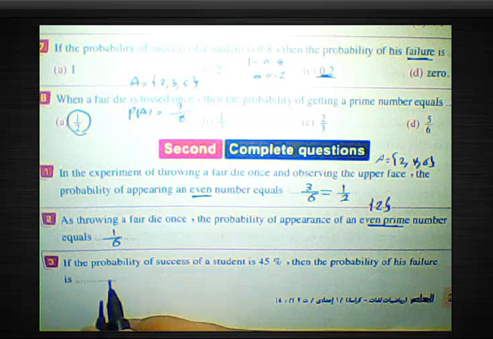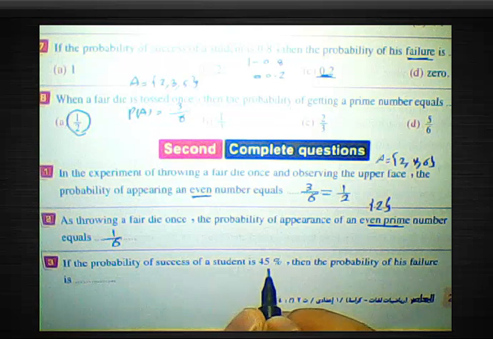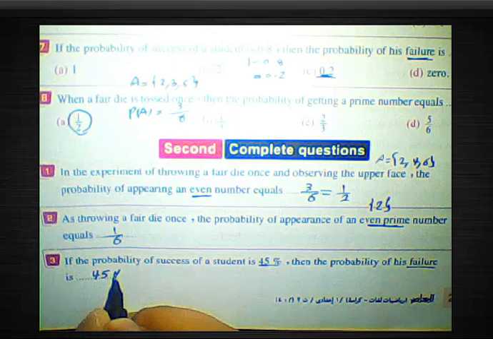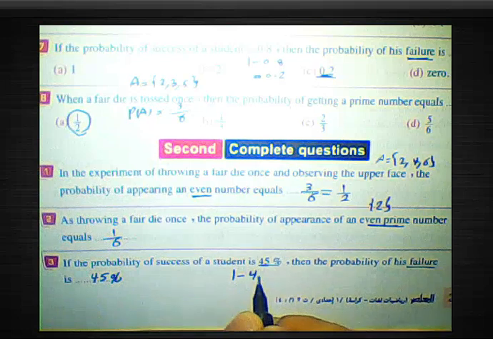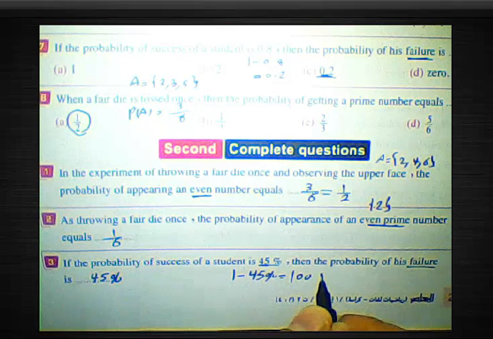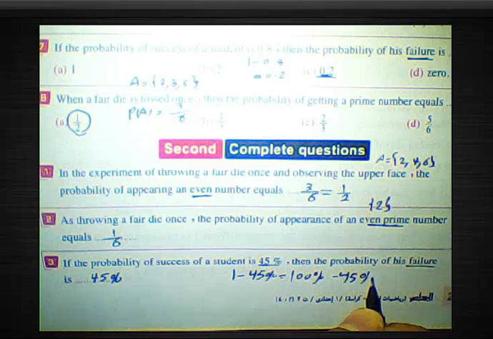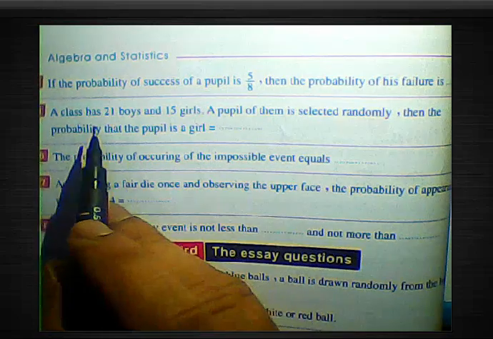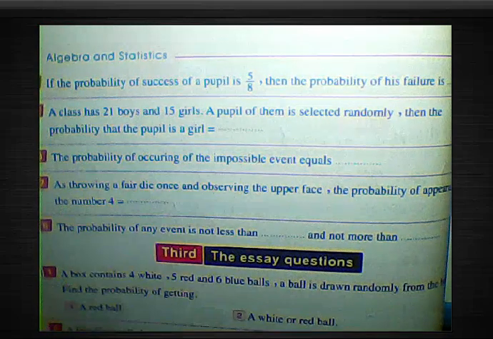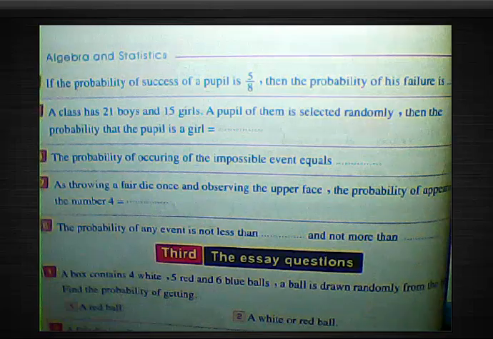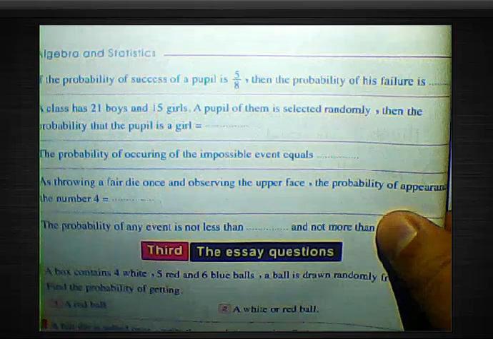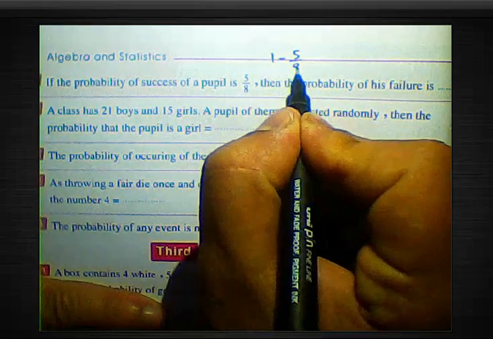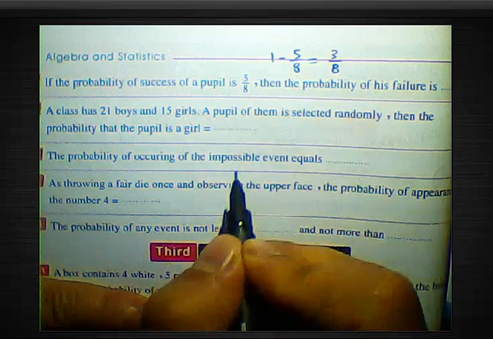Question number 3. If the probability of success of a student is 45%, then the probability of his failure is 55%, because 1 subtract 45% means 100% subtract 45%. The result will be 55%. If the probability of success of a pupil is 5/8, then the probability of his failure will be 3/8, because 1 subtract 5/8 is 3/8.